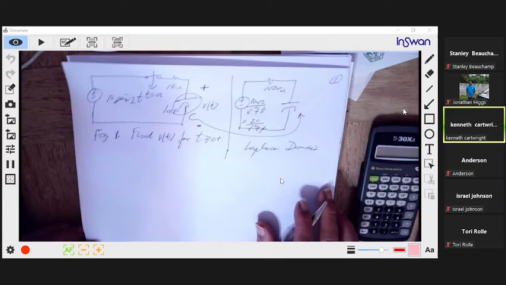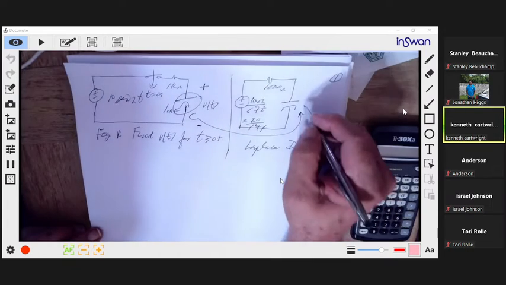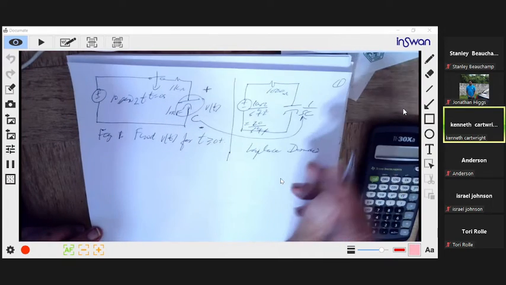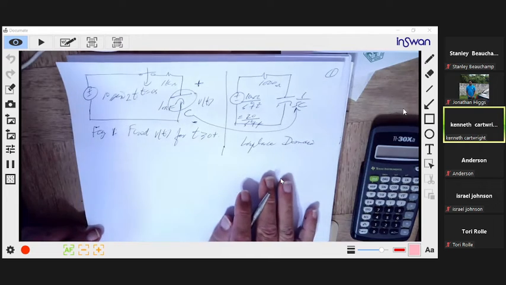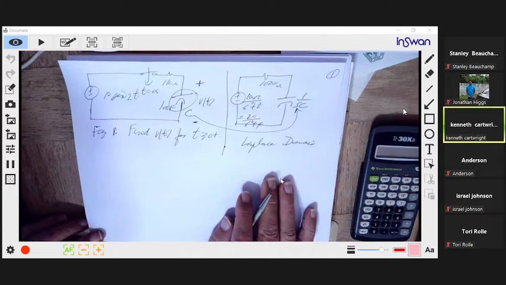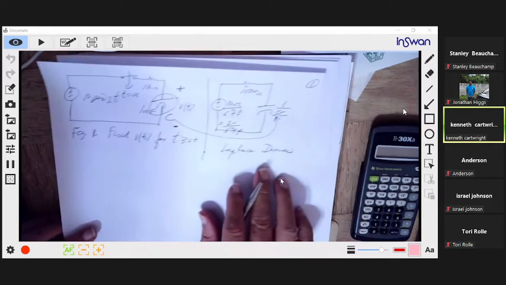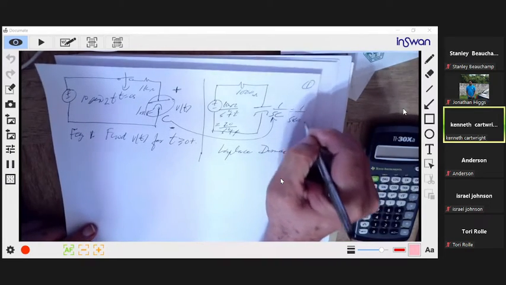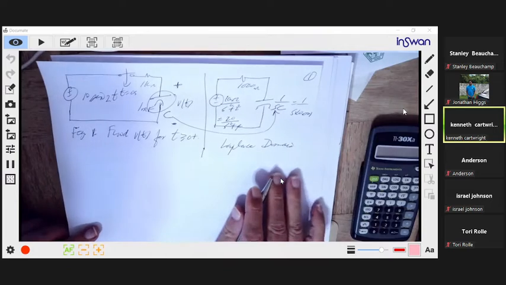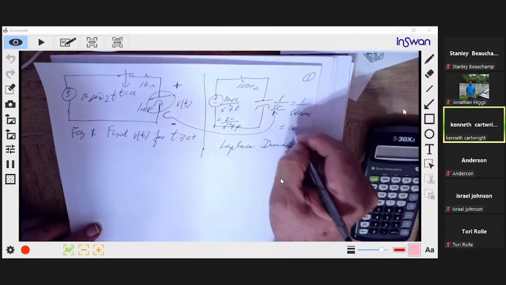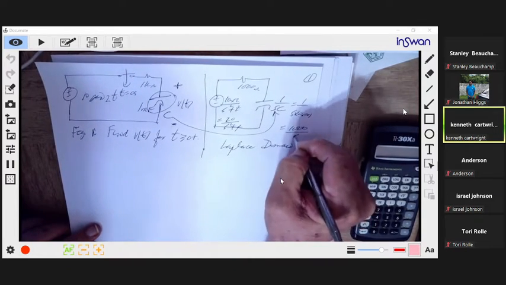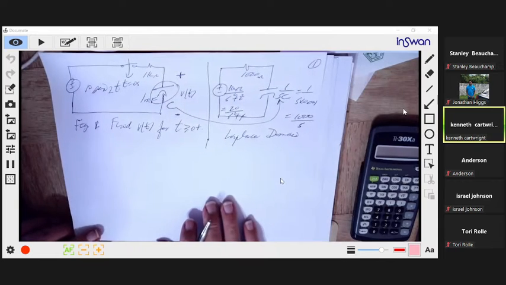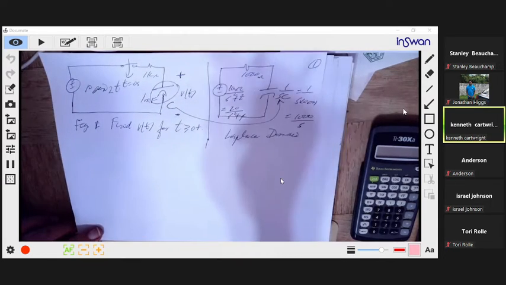The capacitor becomes 1 over SC. Okay. And C is 0.001, because it's 1 millifarad. Therefore, that's the same thing as 1,000 over S. That's where the 1,000 came from. It came from the value of the capacitor.